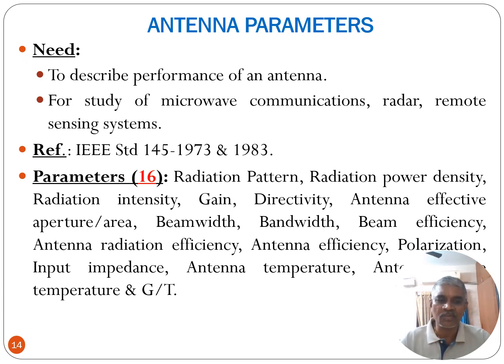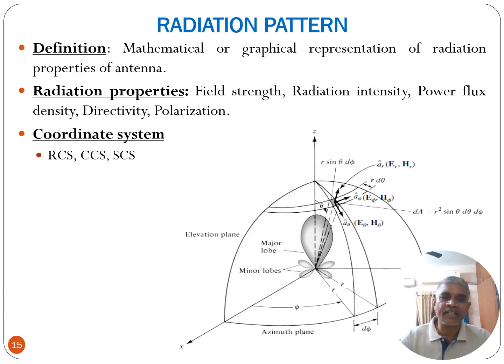First, we can take the first parameter. The parameter is the radiation pattern, because the radiation pattern is very important, as it defines the mathematical or graphical representation of radiation properties. From the radiation properties we have the field strength, radiation intensity, power flux density, directivity, and polarization. For the particular radiation pattern we can use any one of the coordinate systems: rectangular coordinate system, cylindrical coordinate system, or spherical coordinate system.